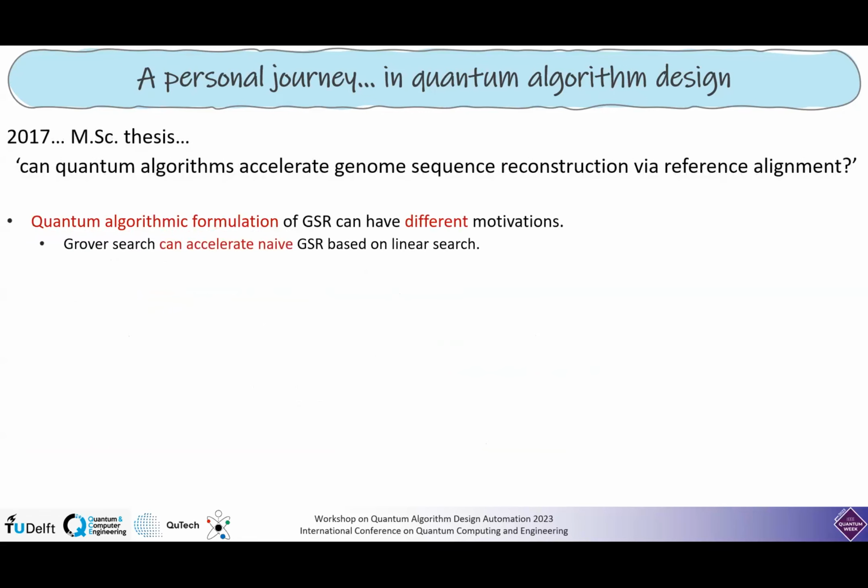So GSR is kind of like a substring match on the reference genome. So we can formulate it as a Grover search algorithm. Great. And of course, Grover search gives you a provable quadratic speedup if the data is unstructured, and that's going to revolutionize genome sequence reconstruction theoretically.